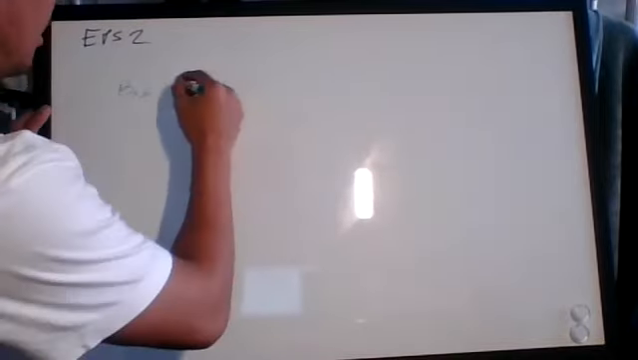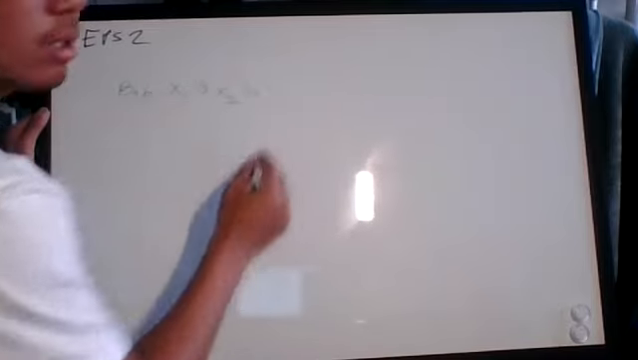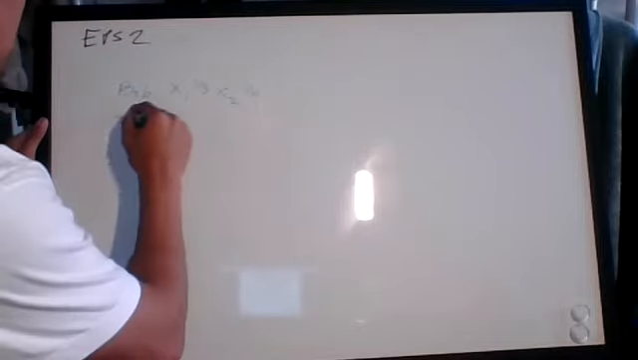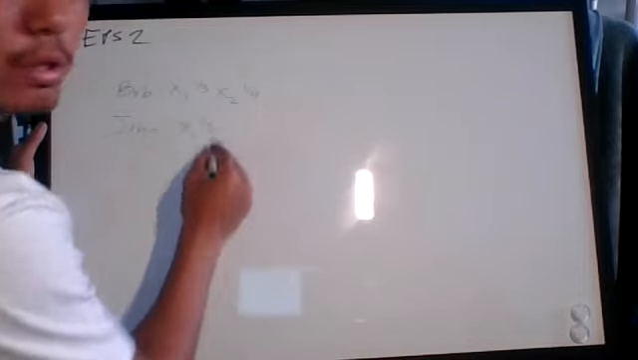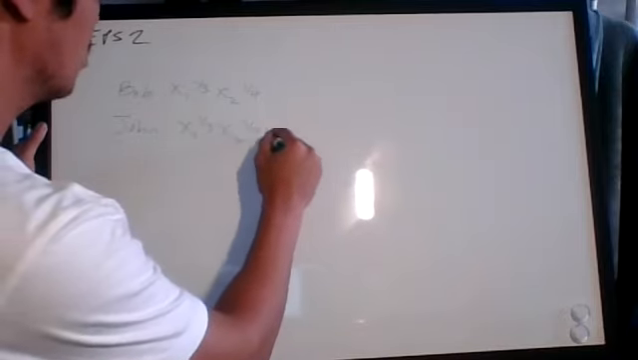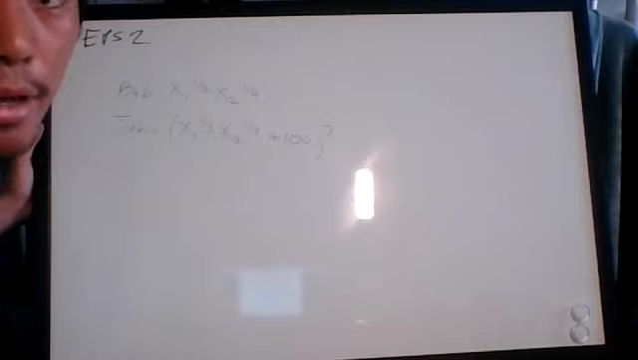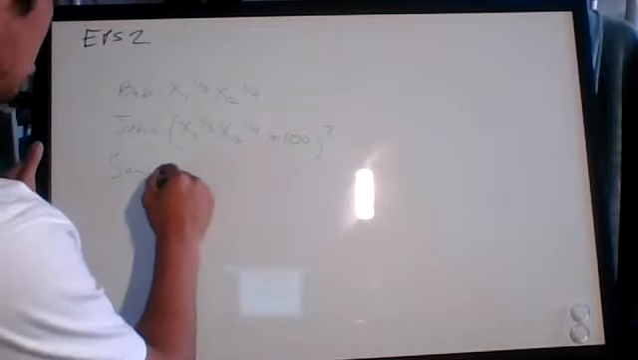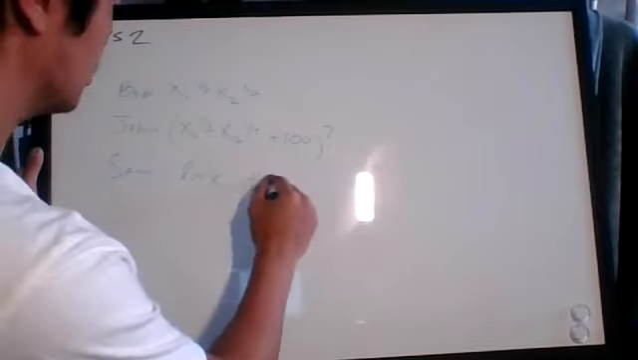Bob's utility is given by x1 to the 1/3, x2 to the 1/4. John is given by x1 to the 1/3, x2 to the 1/4, plus 100, all raised to the 7th. Basically, it looks like the same thing. And I think there's one more person. Sam is equal to natural log x1 plus x2 squared.